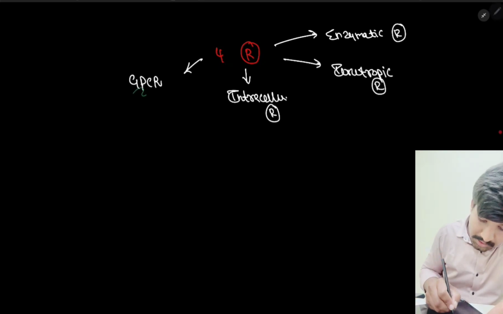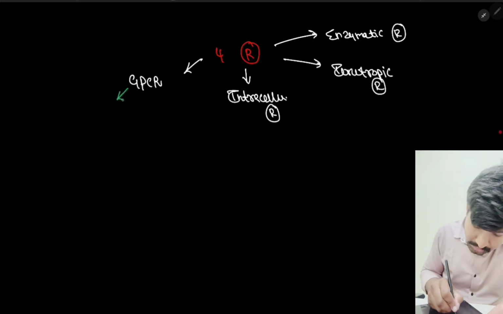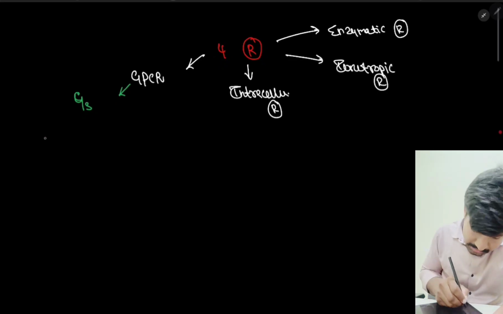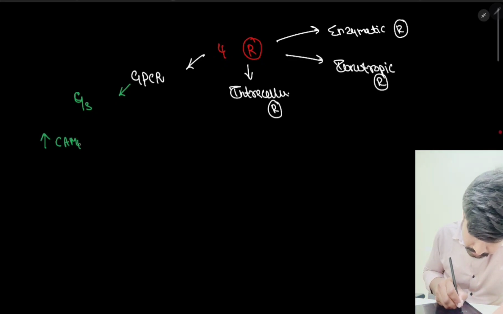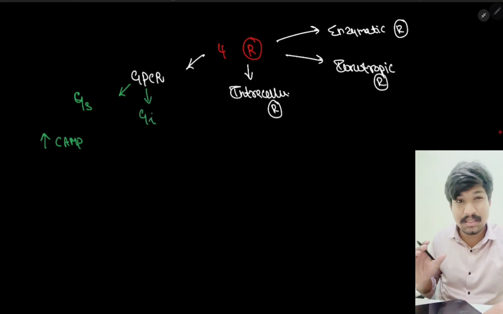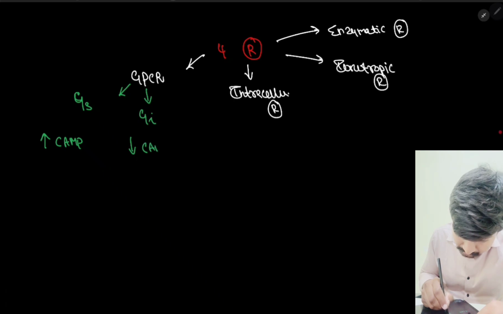First of all, G protein coupled receptors, you need to remember only 3 points. That's it. One is known as Gs. Gs is nothing but G stimulatory receptor. It stimulates something. What does it stimulate? It stimulates cyclic AMP. That's it. Another one is G inhibitory receptors. It inhibits something. What does it inhibit? It decreases cyclic AMP or inhibits cyclic AMP.